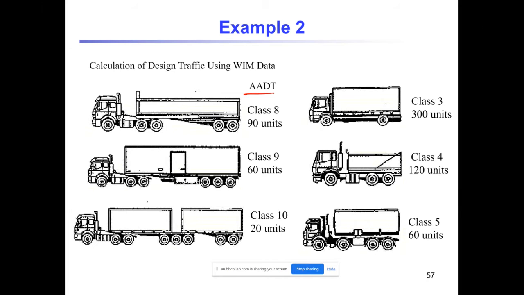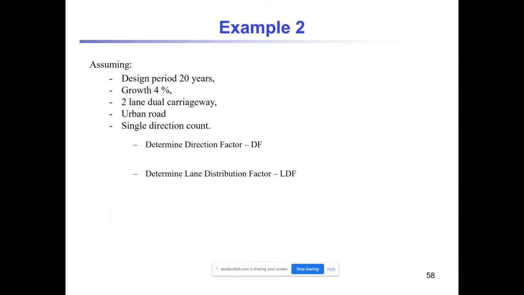The classes of the vehicles passing through this road are class 8, 9, 10, and also 3, 4, and 5, based on Austroads classification. And we also know how many heavy vehicles pass through the road based on the data. Now we want to determine the design traffic, and later we are going to use that design traffic for the design of the pavement.